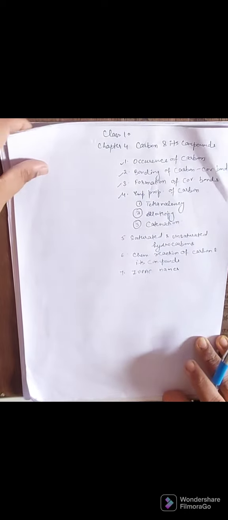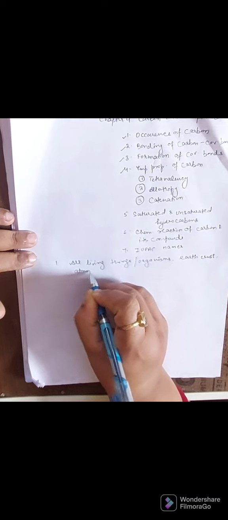कहाँ मिलता है कार्बन हमको, उसके बारे में डिस्कशन कर लेते हैं एक बार. कार्बन हमको मिलता है सबसे पहले each and every living thing, all living things, or organisms, earth crust, atmosphere. We already know there is a percentage of carbon in the atmosphere in the form of carbon dioxide, that is 0.03% carbon dioxide is present in the atmosphere.